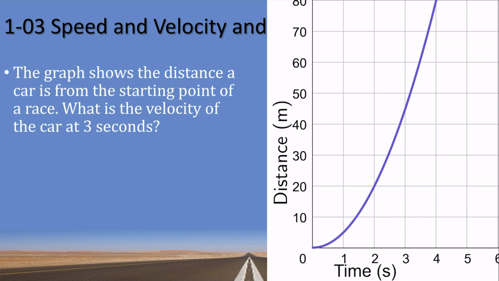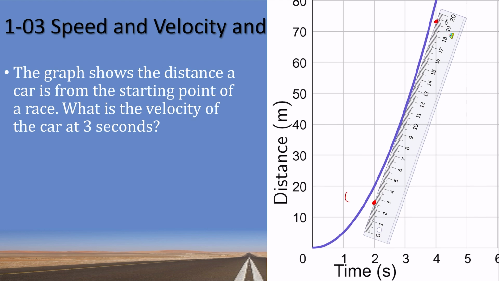This graph shows the distance a car is from the starting point of a race. What is the velocity of the car at 3 seconds? Since this is a distance versus time graph, I need the slope of the line. But this line is curved, so I need to draw a tangent line. So I'm going to grab my ruler and make a tangent line at 3 seconds. Now I'm going to pick 2 points on this tangent line. Maybe that one and that one.